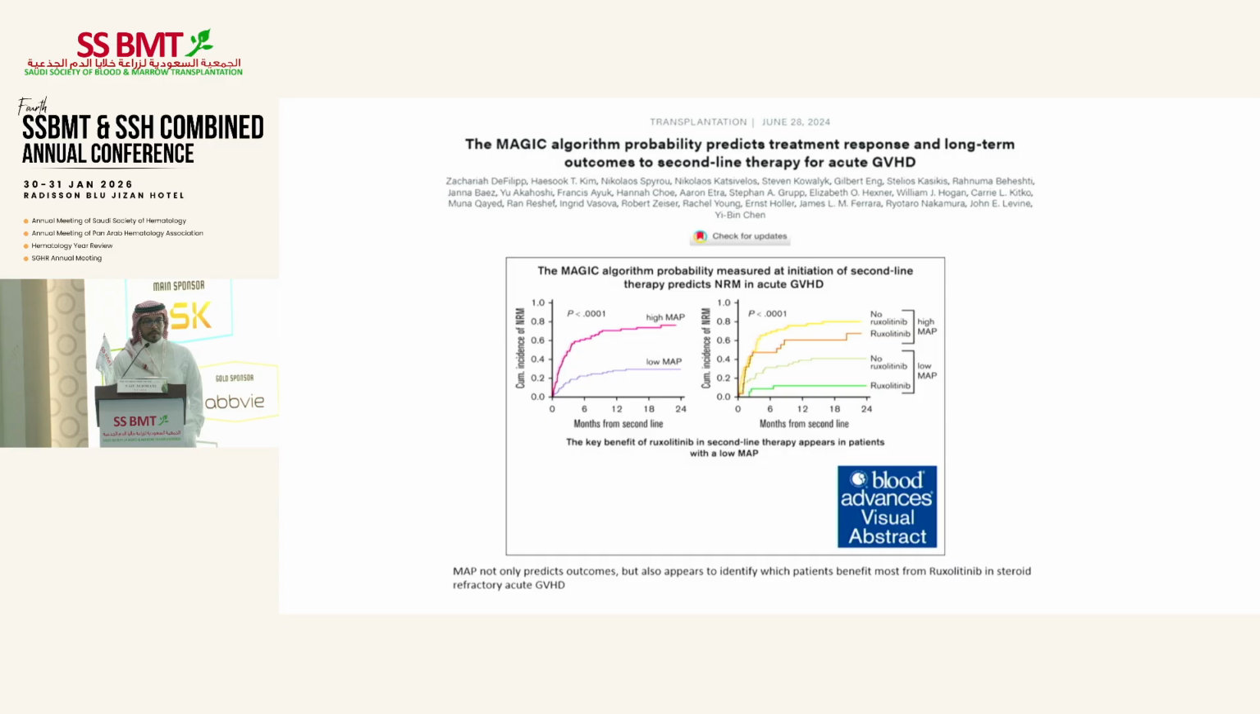If you look at the right part of the slide that includes ruxolitinib, even for those who received ruxolitinib and have high MAP, they still have a very high incidence of non-relapse mortality. And if you compare those to the patients who had a low MAP but did not receive ruxolitinib, actually those patients had a lower non-relapse mortality. So it's very effective in terms of identifying the risk of progression and mortality in GVHD patients.